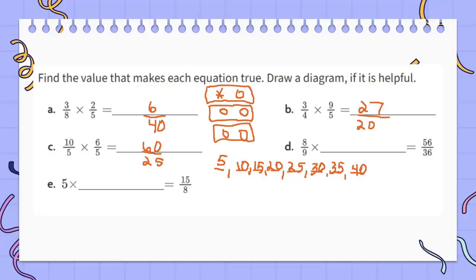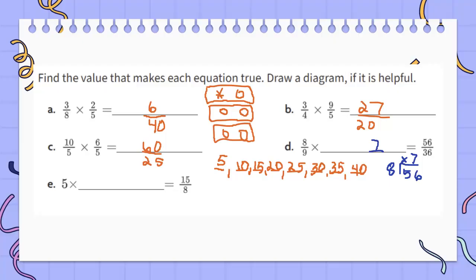Okay, so another thing you could think about is, since I don't have an answer here, I could do the opposite of that, which would be division. And I would write 56 inside the house. And I know that 56 divided by 8, the answer would be 7. And I know that 8 times 7 equals 56.